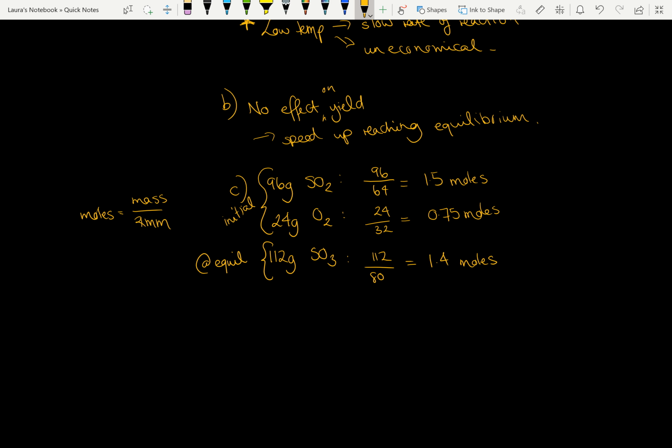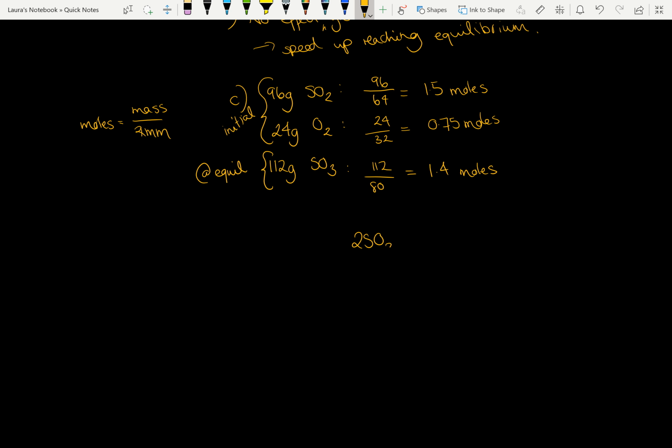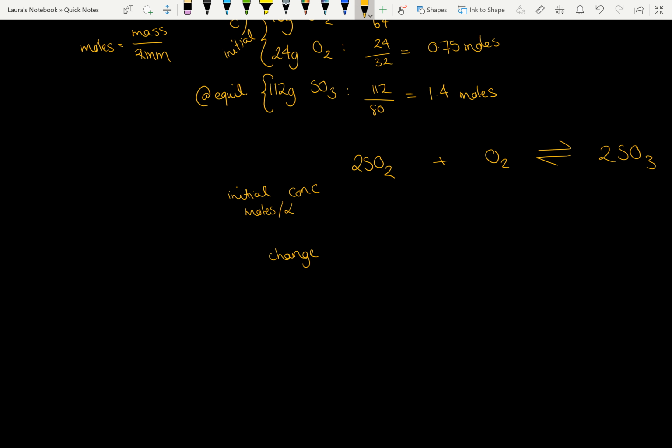Okay, so now we've converted everything to moles. Let's set up our table. I'm going to rewrite this equation: SO2 plus O2 to give us 2SO3. We've got our initial concentration, which is going to be in moles per litre, we have our change, and we have our concentration at equilibrium.